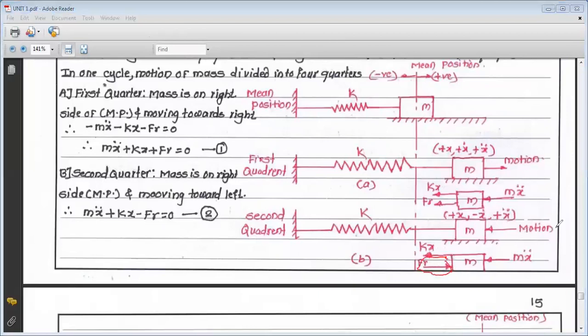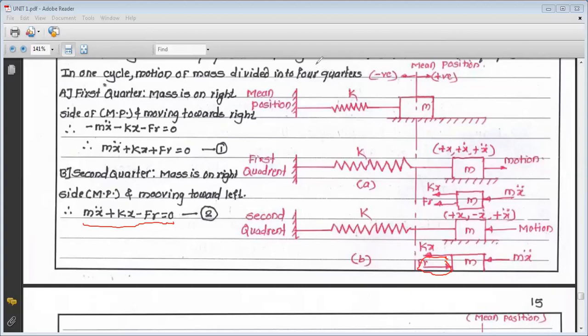Mass is on the right-hand side, so displacement is to the right-hand side, and acceleration is also to the right-hand side, but only the motion is to the left-hand side, so the frictional force is opposite. So if we consider now, minus m x double dot minus k x plus Fr is equal to 0, that is nothing but, again multiplying by the minus sign here, we get m x double dot plus k x minus Fr is equal to 0. So this is your second quadrant equation.